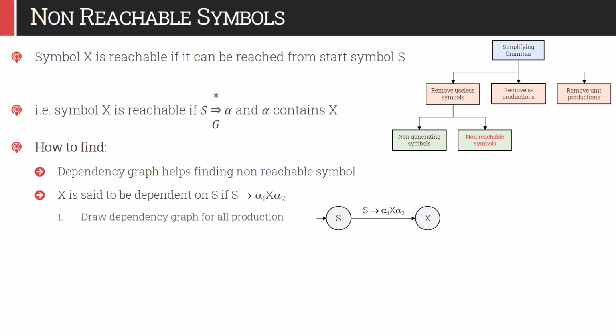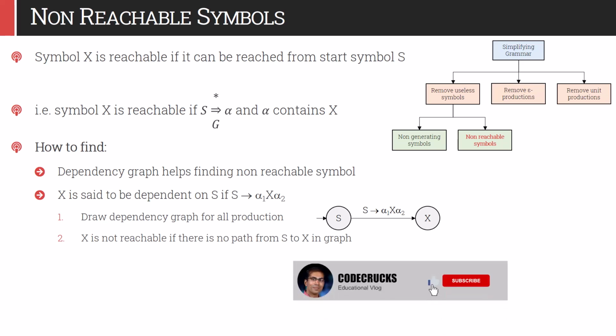So if we have such productions of the form S derives capital X, then we have to add this kind of nodes and arc into the dependency graph, where the left hand side of the production would be on the left side, and the right hand side symbol of the production should be on the right side. So we are putting S and X like this, and on the arc we have to write down the production. So we will write S derives alpha 1, capital X, alpha 2. So that says that X depends on capital S. X is not reachable if there is no path from S to X in the graph.